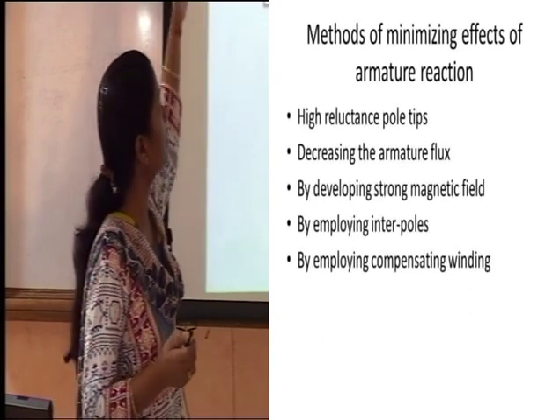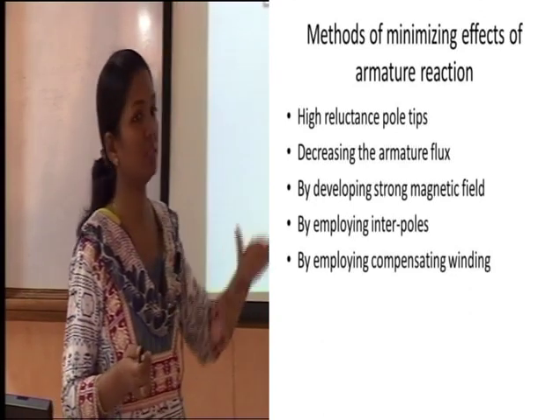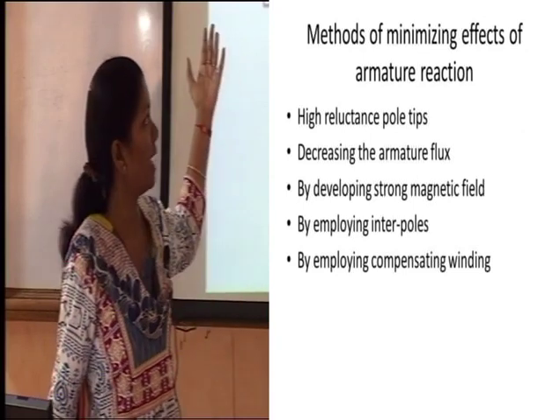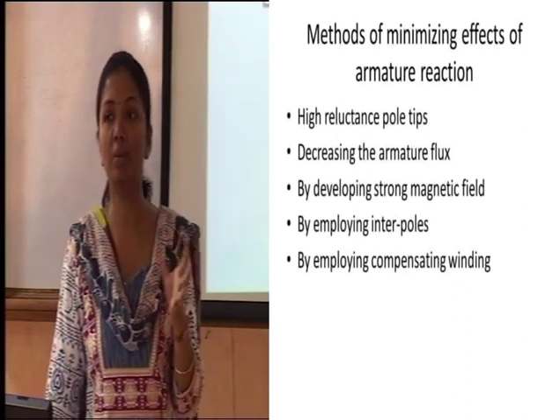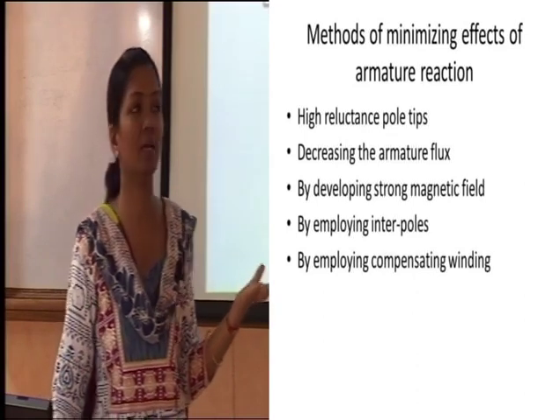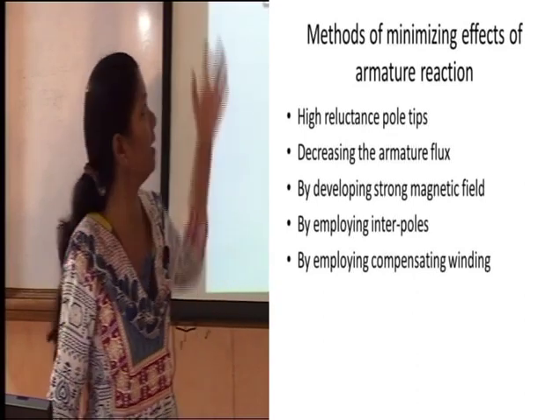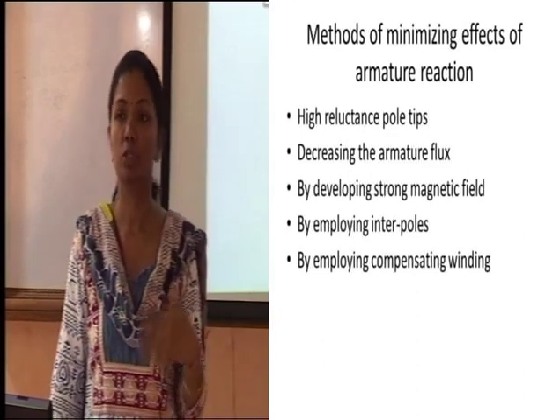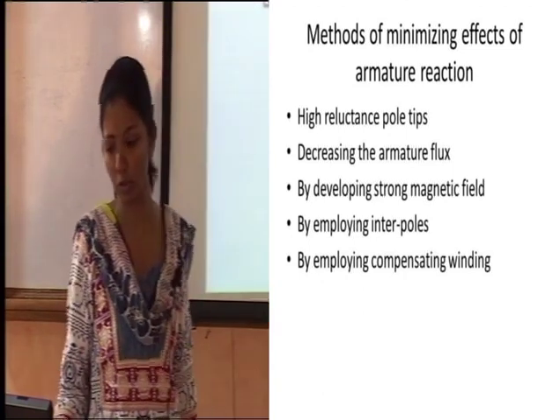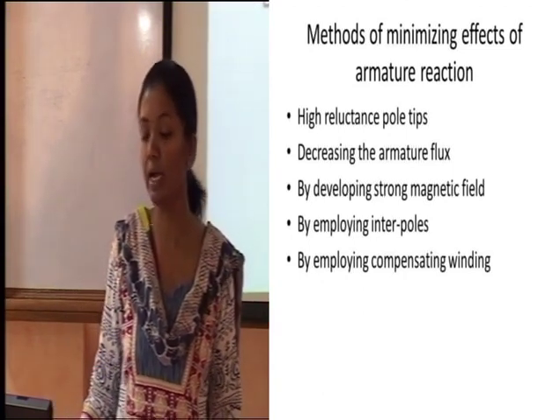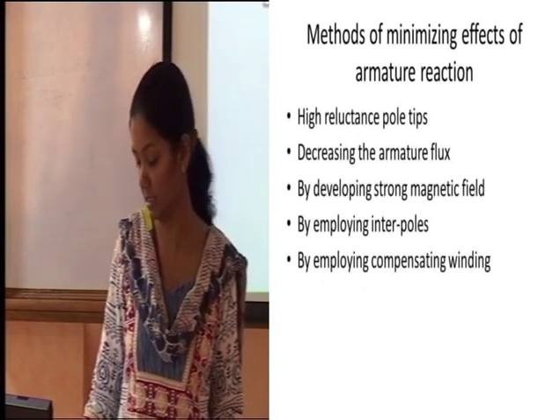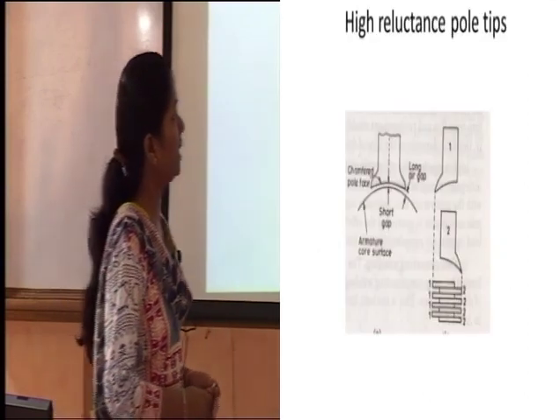So, I am talking about the methods, but these methods work from smaller to bigger. The prior solutions are applicable to smaller or medium sized machines, but when the machine size is too big and the armature reaction cannot be handled by the prior solutions, then surely the last solutions will work. So, the first solution is by using high reluctance pole tips. First, what do we mean by high reluctance? It is explained here.